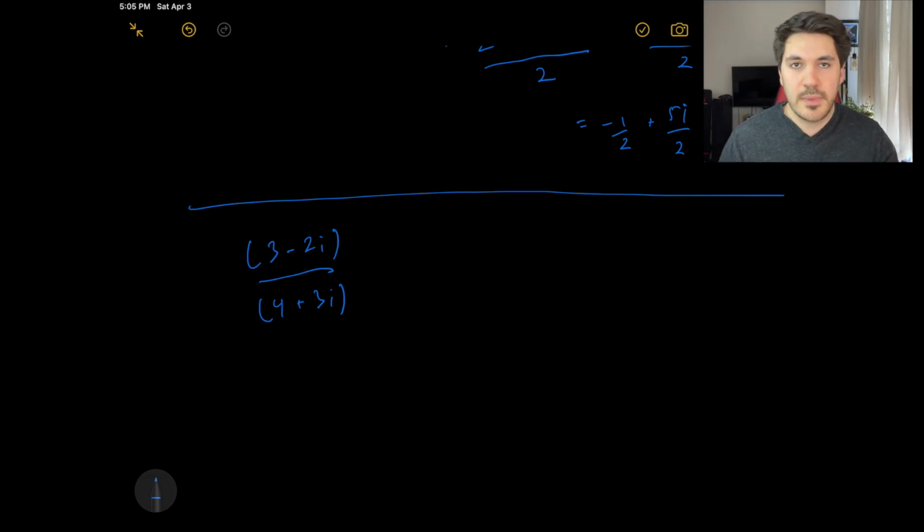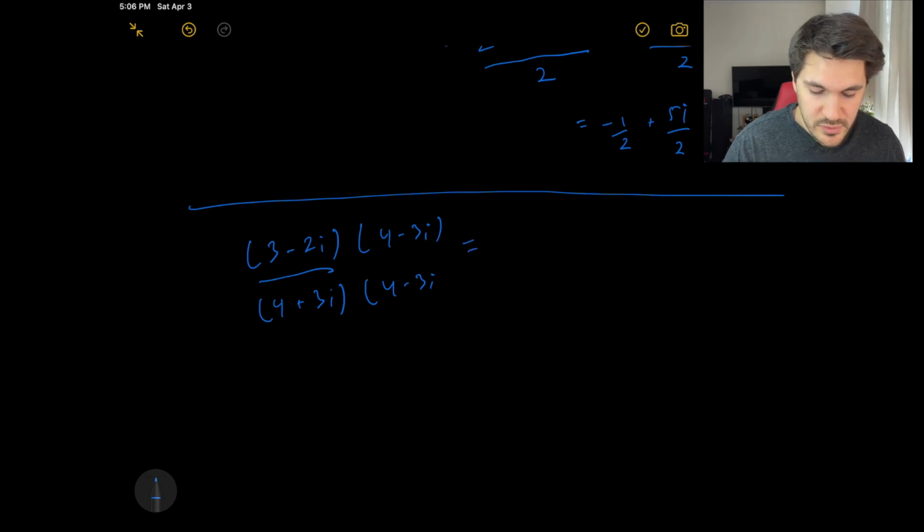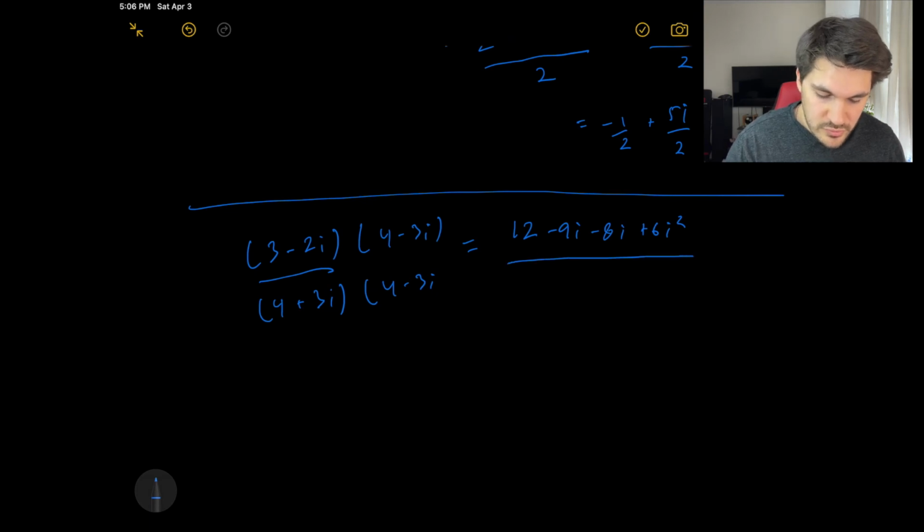We're going to do the same thing. Multiply the top and bottom by the conjugate. On the bottom we have 4 plus 3i, so we're going to multiply by 4 minus 3i over 4 minus 3i. And this becomes, let's just FOIL out the top, 12 minus 9i minus 8i plus 6i squared, all over, let me put parentheses here, 12 minus 9i squared.